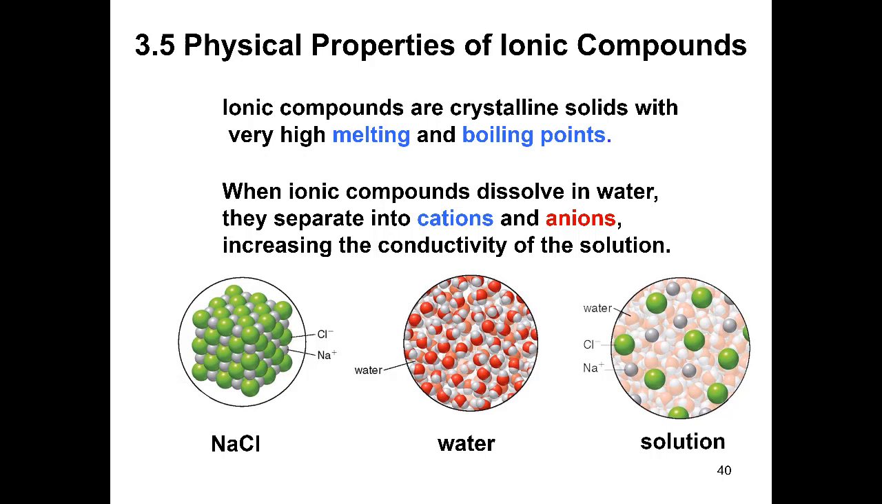Okay, so physical properties of ionic compounds, they are crystalline solids. So think about table salt, and if you look at a big pile of it, it's a crystalline solid. You look at it, it's kind of shiny on the sides, so it is a crystal. They have very high melting points and boiling points. So if you take some and try to heat it up and melt it, it's going to take a lot of heat to melt that salt.